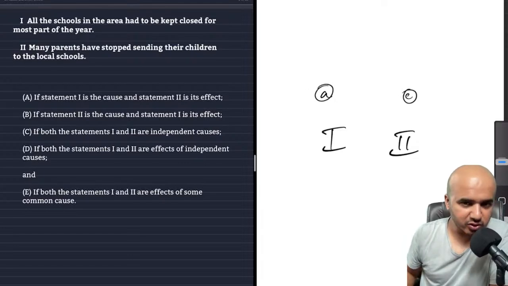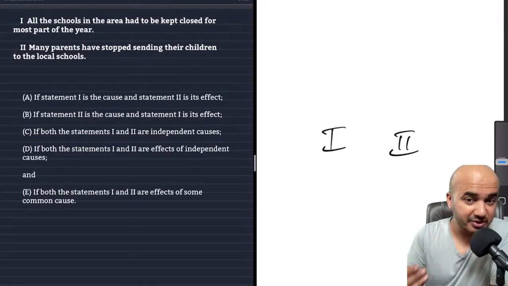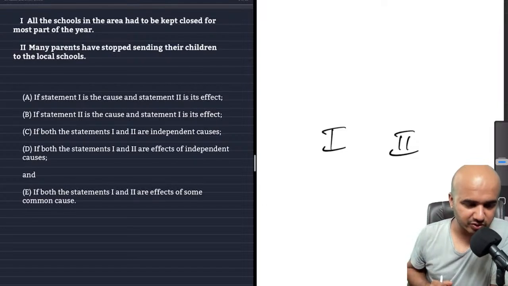It's very difficult to say so, because just because all the schools in the area were kept closed, if that is the case, how would parents even send? It's not like you close the schools and therefore the parents have stopped sending. They say the parents have stopped sending their children. It's not as if parents can't send their children to the schools. If the schools were closed, then they wouldn't be able to send at all. Okay, so that is one thing which we can easily identify.